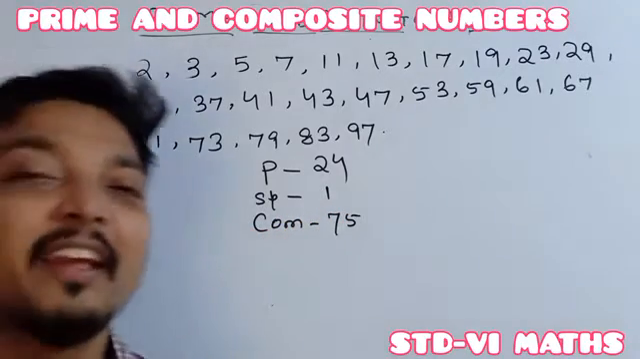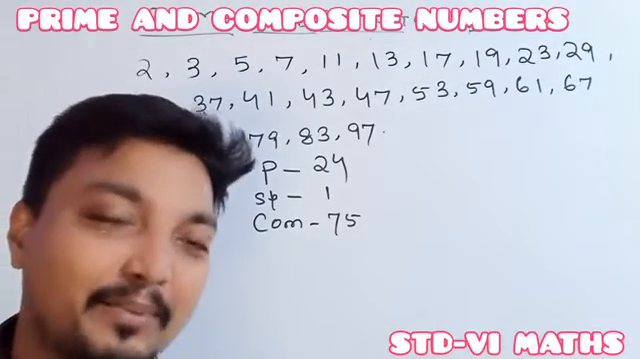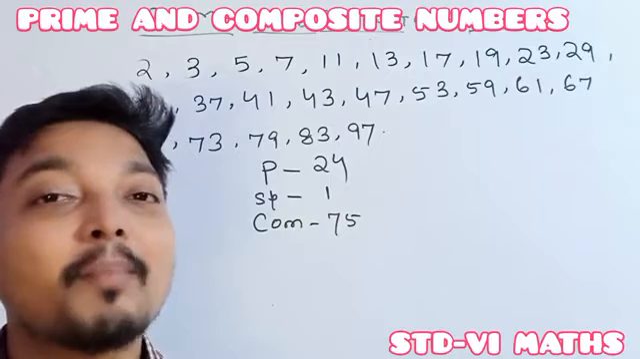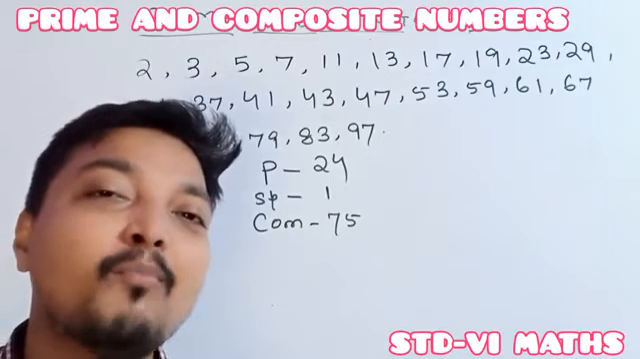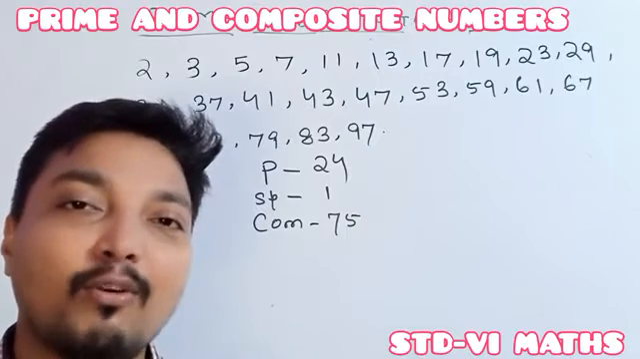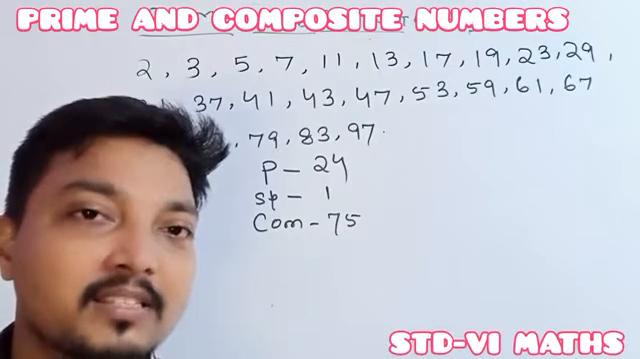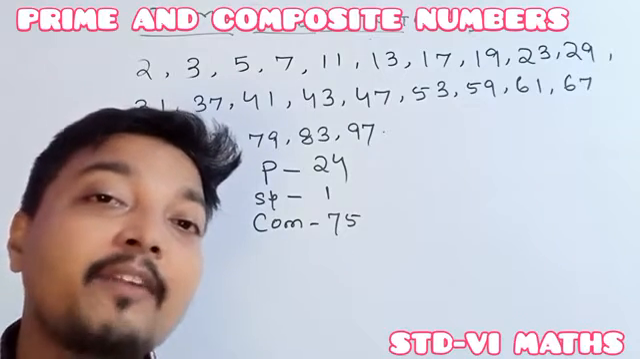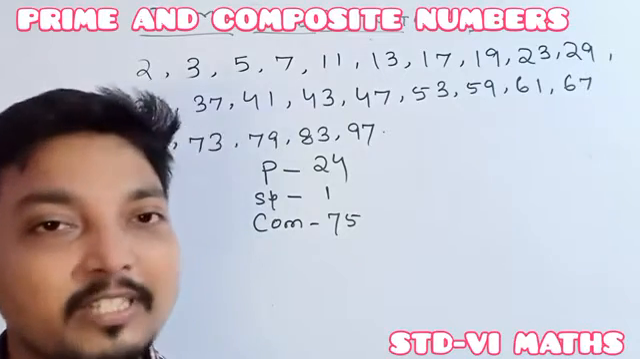Understood? It may be asked in any competitive exam, or in your exam as an objective type question: how many prime numbers are there from 1 to 100? The total number of prime numbers from 1 to 100 is 24. 1 is the special number, and 75 are the composite numbers.